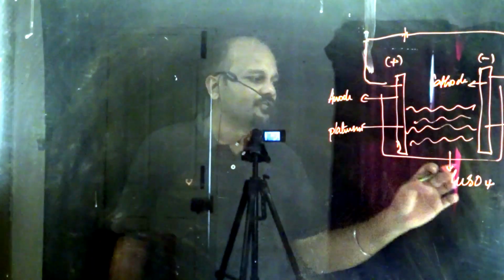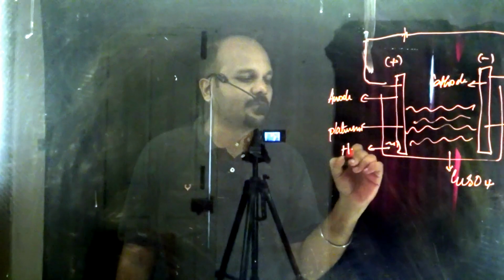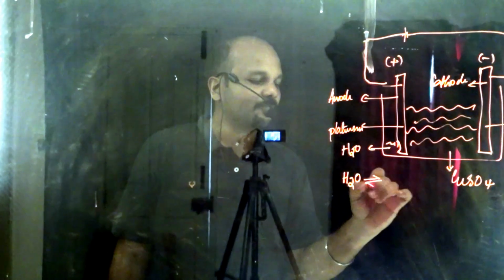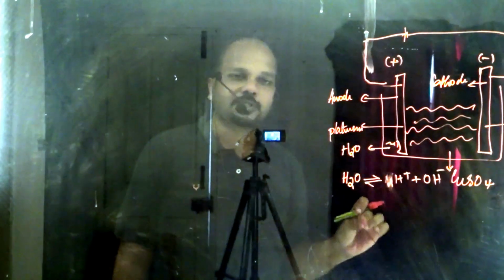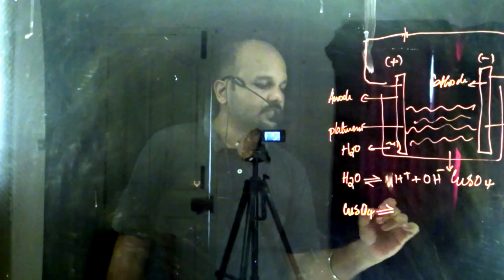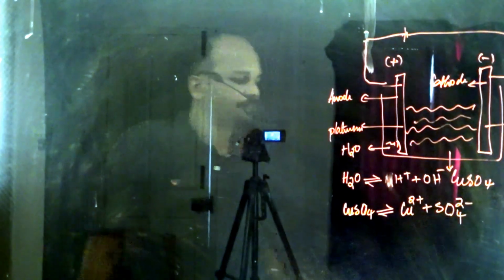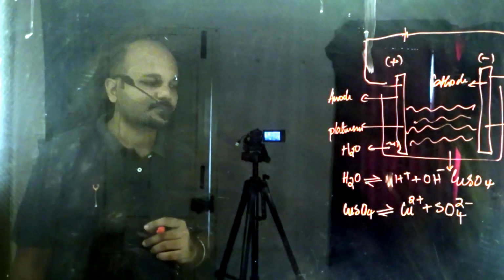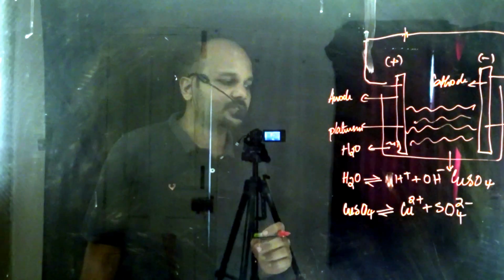Now you are well aware that this is an aqueous solution, right? So water also will be there. Water is going to dissociate into H plus plus OH minus. Copper sulfate, CuSO4, is going to dissociate into Cu2 plus plus SO4 2 minus.